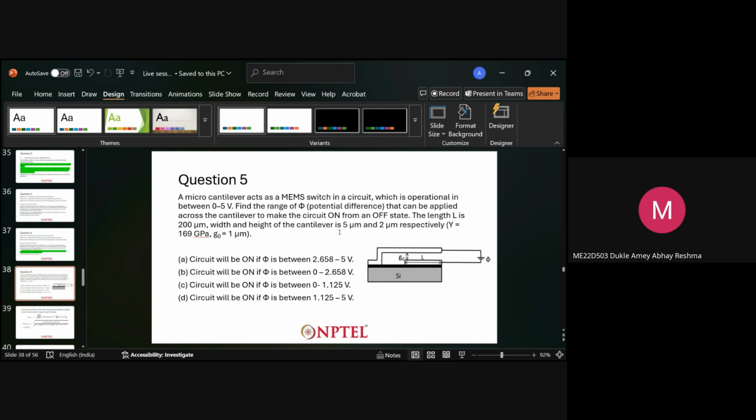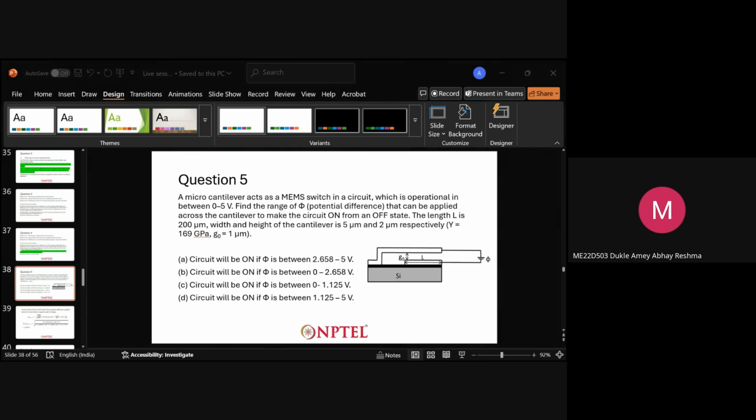A: Circuit will be on if the potential difference is between 2.658 to 5 volt. B: Circuit will be on if the potential difference is between 0 to 2.658 volt. C: Circuit will be on if the potential difference is between 0.125 volt, and circuit will be off if the potential difference is between 1.125 to 2.